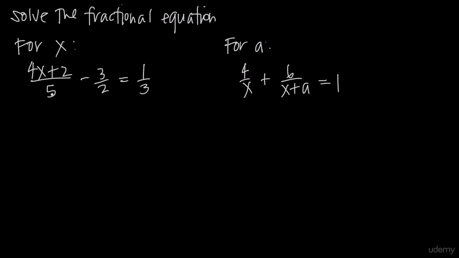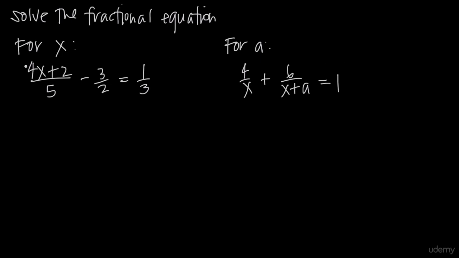So 5 times 1 is 5. Neither 2 nor 3 go into 5 evenly, so that's not going to work. 5 times 2 is 10. 2 goes into 10 evenly, but 3 does not. 5 times 3 is 15. 3 goes into 15 evenly, but 2 does not. 5 times 4, 20 won't work for 3, 25 won't work for 3, 30, 2 goes into 30 evenly, and 3 goes into 30 evenly. So 30 is going to be the least common multiple of 5, 2, and 3, and therefore it's going to be our common denominator.